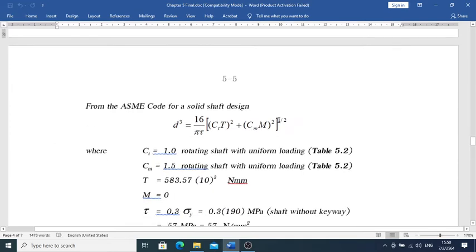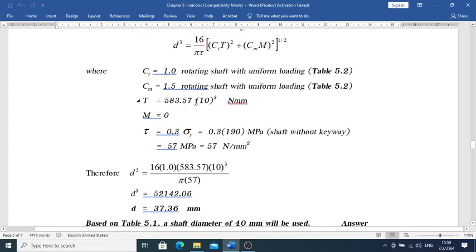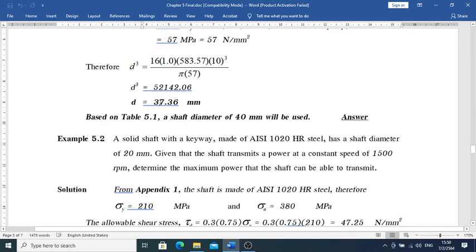Okay, so therefore we plug in the ASME code, and CM and CT from table 5.2, and since it is uniform, it's 1 and 1.5 respectively. Then we plug it in the corresponding manner without bending moment, so therefore the tau is going to be 0.3, without any keyway. So we just plug it in. We have a diameter of 37. We look up table 5.1 for the closest size. For the shaft diameter, we make a selection of 40 millimeter, which we will use.